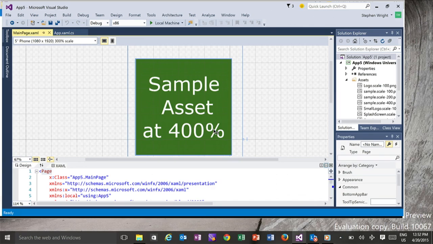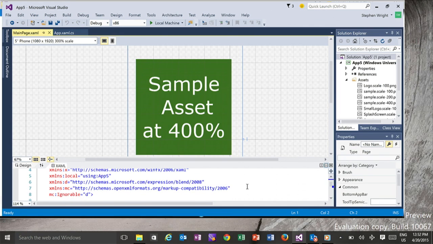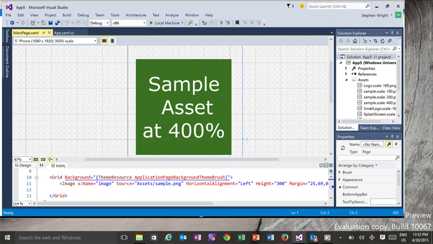I basically took a new project, just opened up VS, started a new project. I went into the main panel, and you can see where the default grid was. And I just added an image, and I gave it a source name, assets sample.png, and I moved it around a little bit till I got where I wanted it. And then over here in the assets file, you can see I've got sample.scale-100, scale-200, scale-400. So I created those offline, just using a bitmap editor, really, and I dumped them in here.